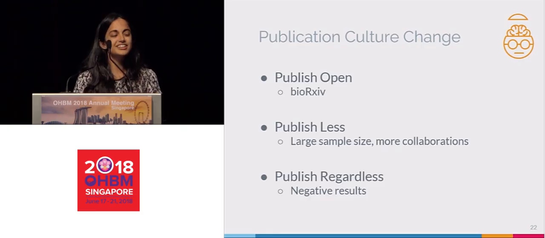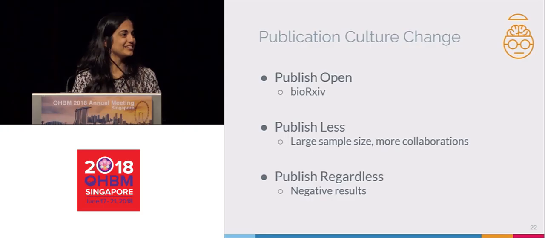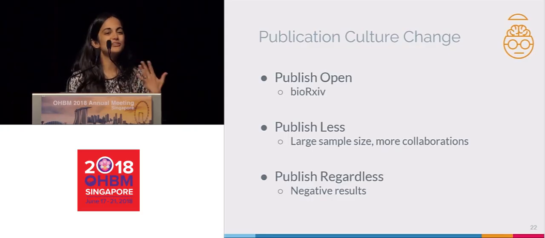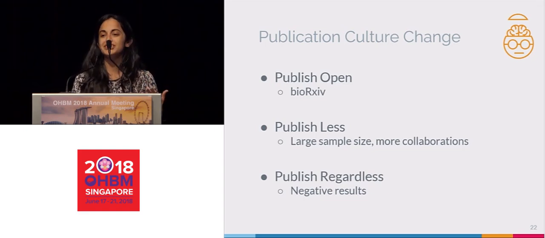I also think we need to publish less, slow down a little bit, collect larger data sets, do more collaborations. And I also think, after you've slowed down, you should still publish your data and your results regardless of negative results. Because if we only publish things that are giving us results, we're going to have a biased meta-analysis.